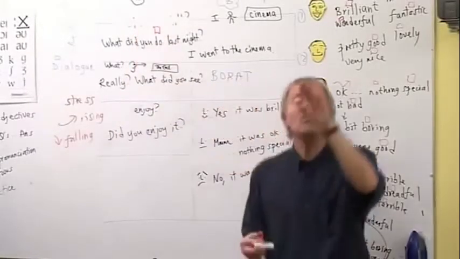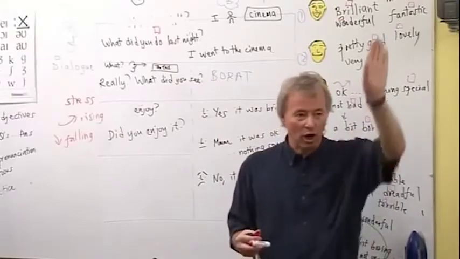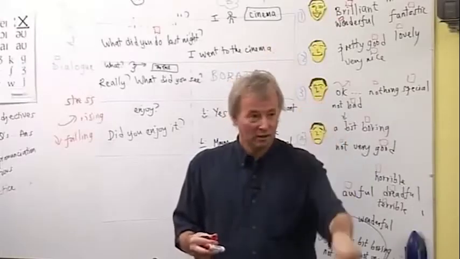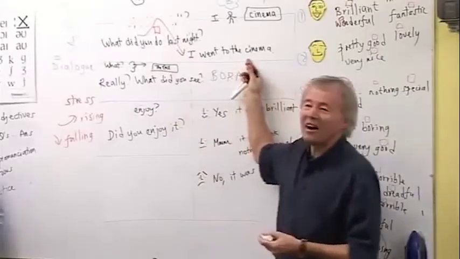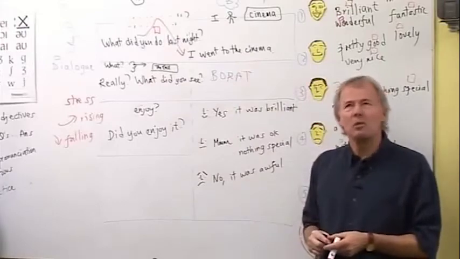Okay. What did you do last night? Now, is it going up or going down? Listen. What did you do last night? What did you do last night? Up. It goes up on do and then down. No. This is falling. What did you do last night? Good. Okay, good. Okay. Now, where's the stress here? Cinema. Okay.